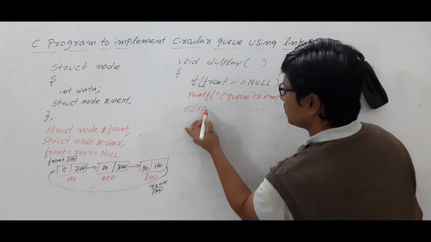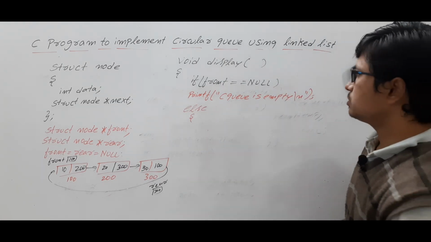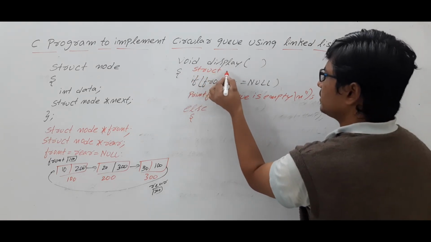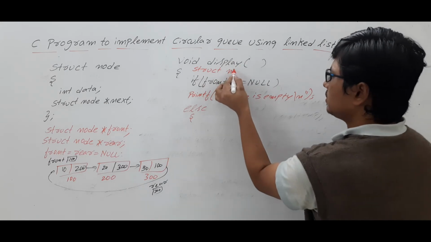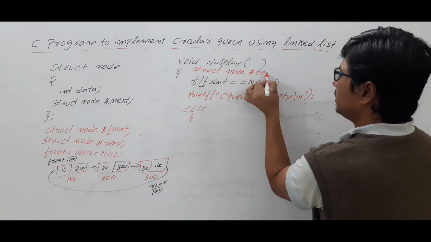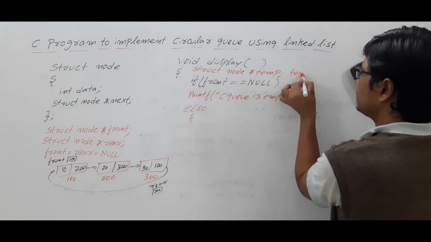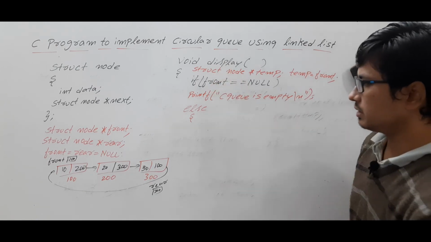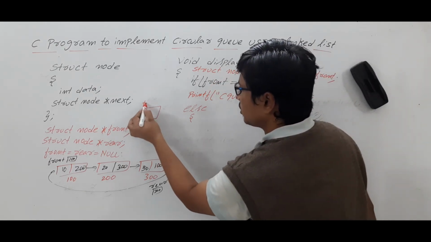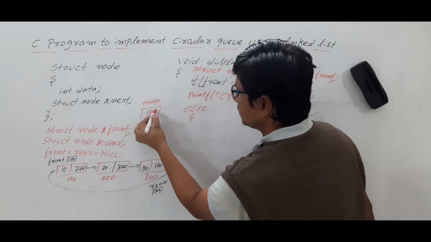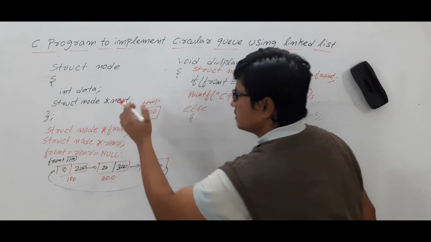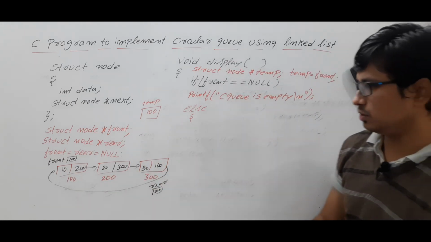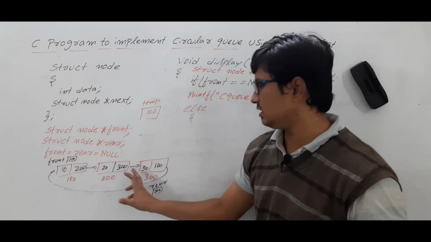Else, if there are some nodes, you need to display them. To do that, we need to declare a variable called temp, and it should have the address whatever is there at the front. So now I have declared a variable called temp and assigned the address 100, which is the address at the front. Now what do you need to do? You need to display all the elements. So one by one, 10 you should display, 20, then 30.